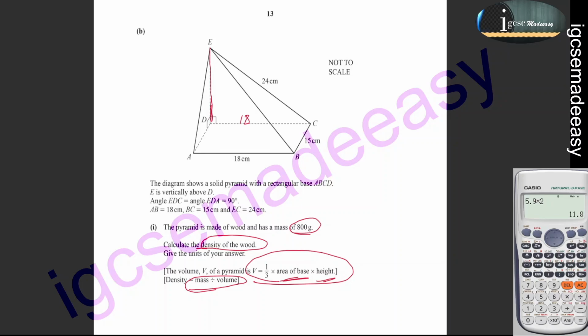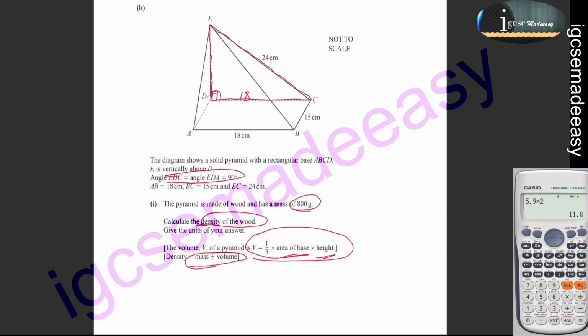This is the height, right? So we can use this triangle to find the height, and it is also given that EDA and EDC are 90 degrees. If this is 90 degrees, we can use Pythagoras to find ED, right? So we can write 24 squared equals 18 squared plus ED squared. So ED squared will be equal to what?